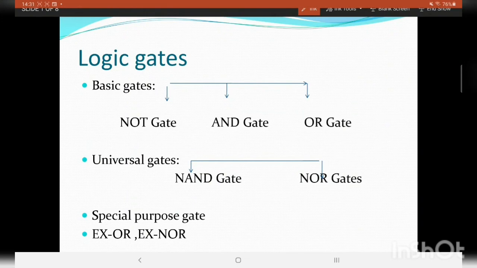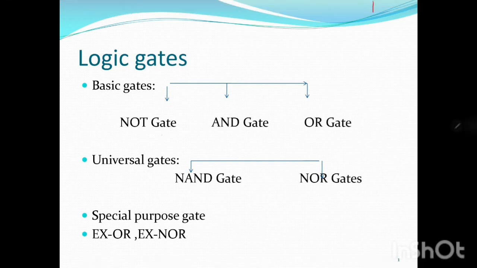Today we are going to see the logic gates. In logic gates there are different types, that is basic gates, universal gates and special purpose gates. Basic gates are the NOT gate, AND gate and OR gate. Universal gates are NAND gate and NOR gate. Special purpose gates are XOR gate and XNOR gate.